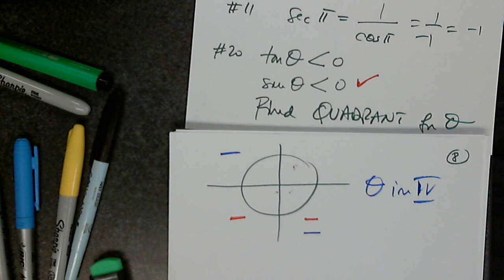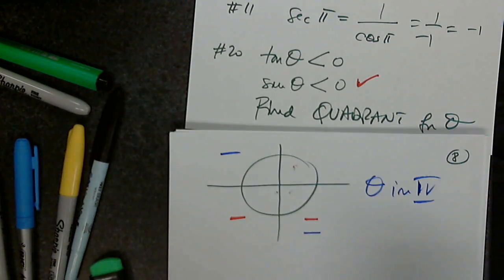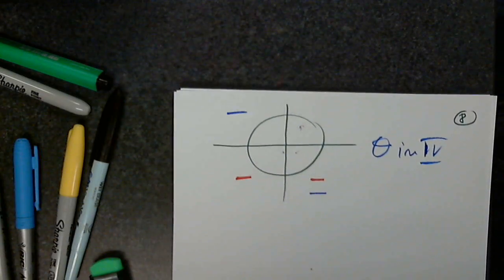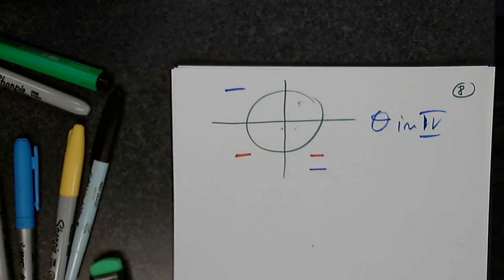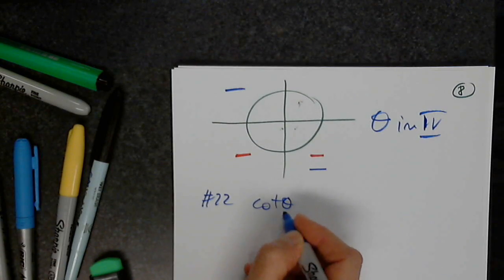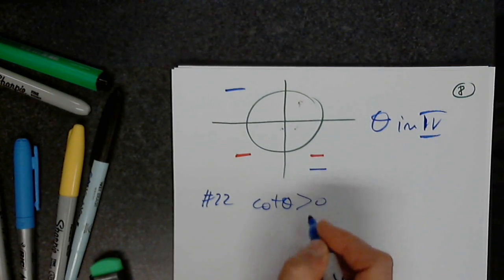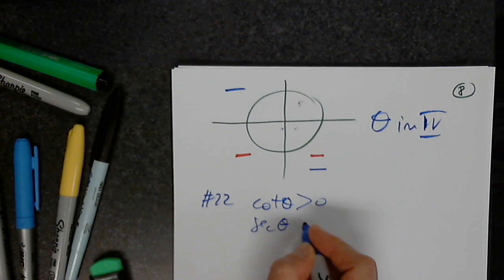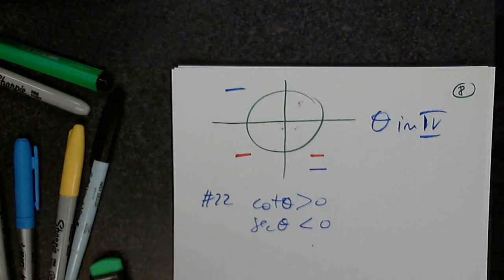Okay, let's choose one more. Anything you want to illustrate the same thing one more time? 22. What does 22 say? Okay. Cotangent theta is greater than 0. Secant theta is less than 0. Good.